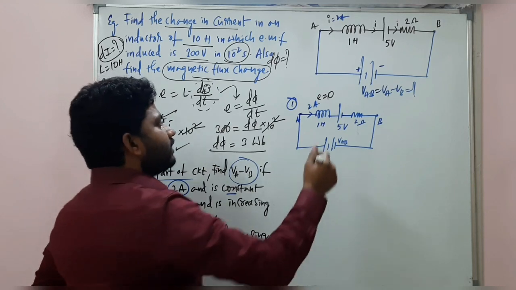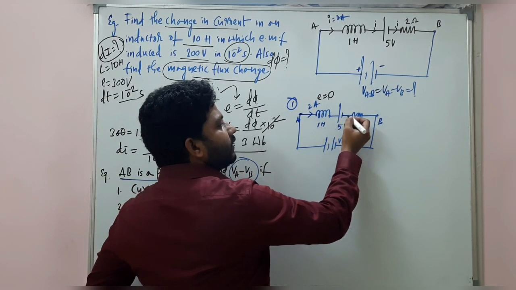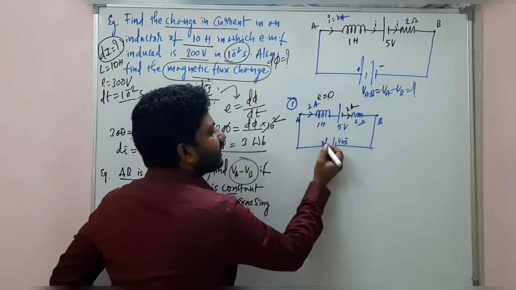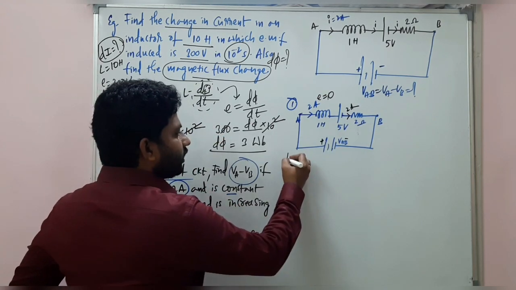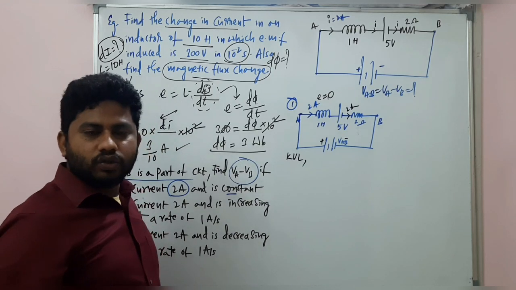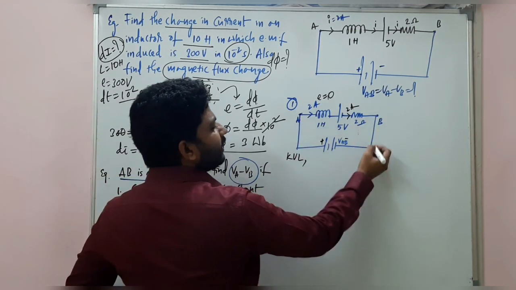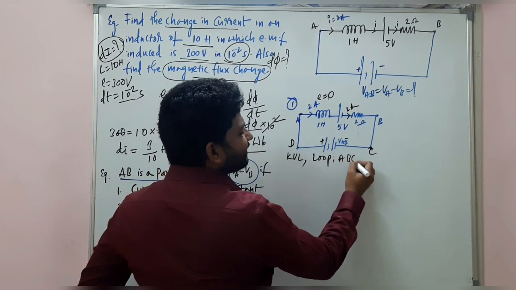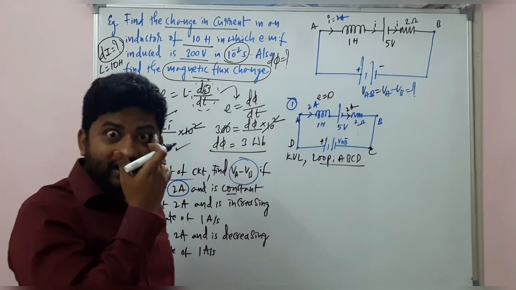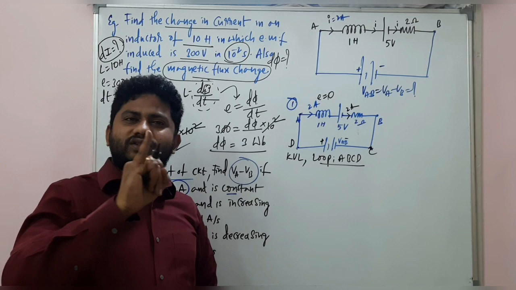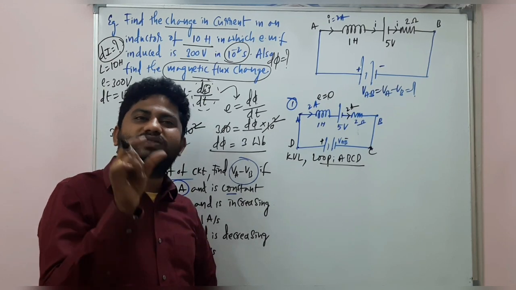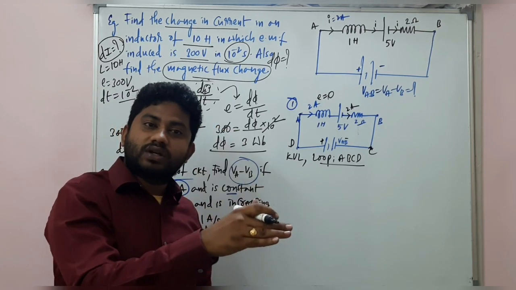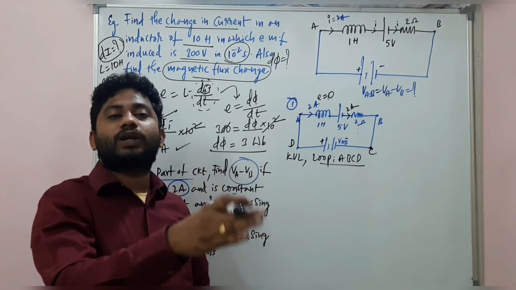Then it strikes the positive terminal of the cell, then the same 2 ampere will be passing through this resistor and reach back to the negative terminal here. And by using Kirchhoff's voltage law, there is a loop A, B, C, D. Let's see the loop called A, B, C, D. What does Kirchhoff's voltage law tell us? The sum of all the potential differences across the cells and across the resistors will be equal to 0.